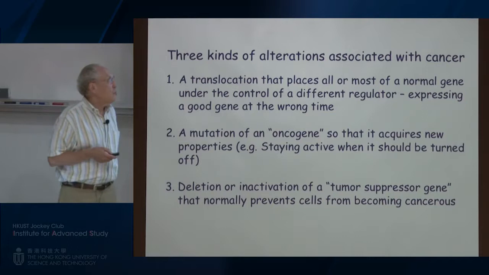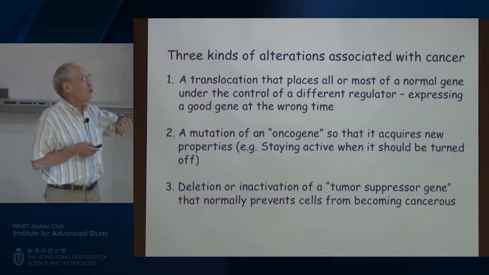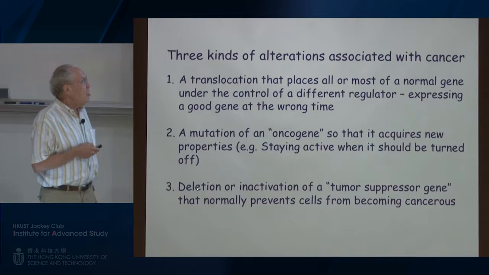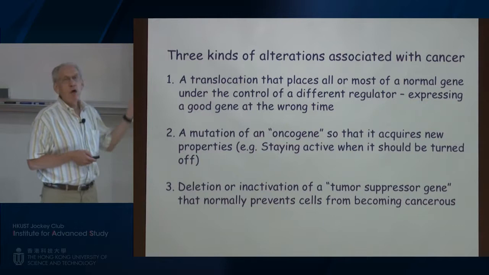For example, as it says here, staying on when it should be off, or a famous example is the RAS protein, which is a regulator, again, of cell growth, which ought to be turned off by the way in which it adopts one protein conformation or another, and it stays in the active conformation. And finally, there are inactivations in many different ways of so-called tumor suppressor genes, which are genes that normally regulate and prevent cells from proliferating when they should not. And if you want three rules about what cancer mutations are like, I think that's a good set.